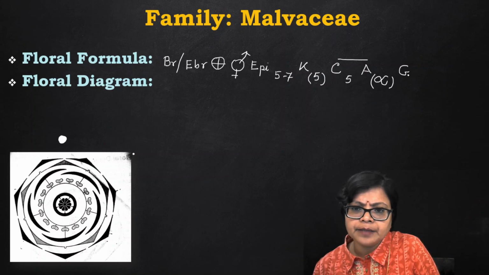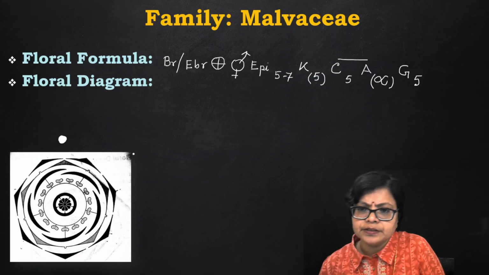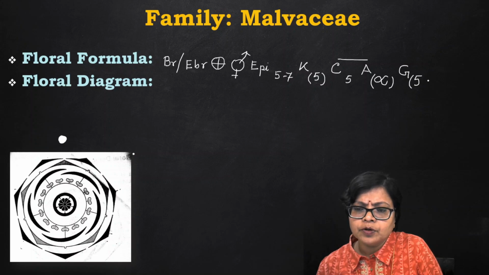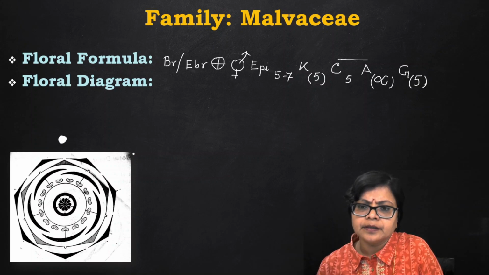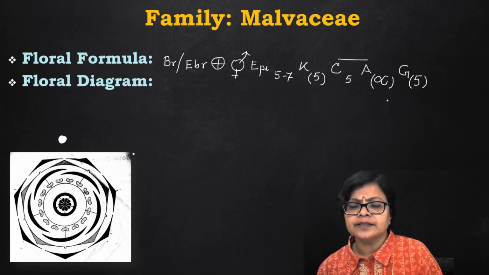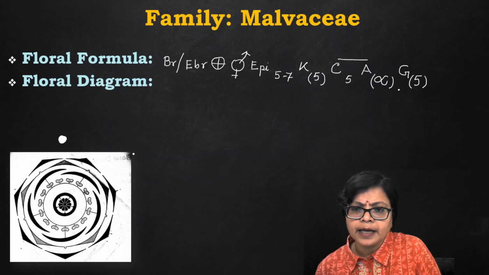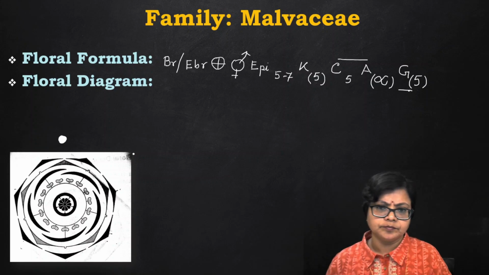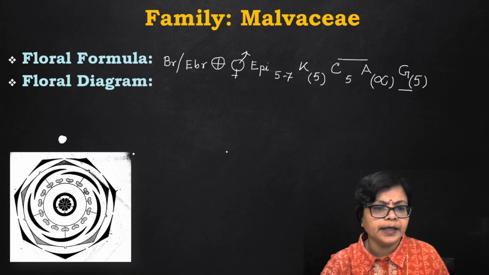Then gynoecium pentacarpellary, 5 in number, syncarpous means united. So we have to put a bracket outside 5, and as it is a superior ovary, we have to draw a line below G. Now the floral diagram.